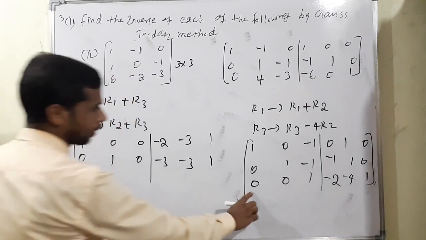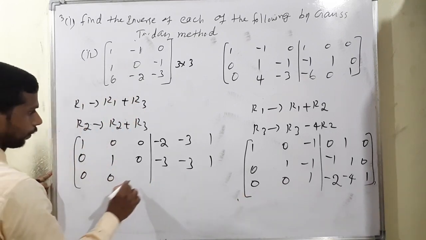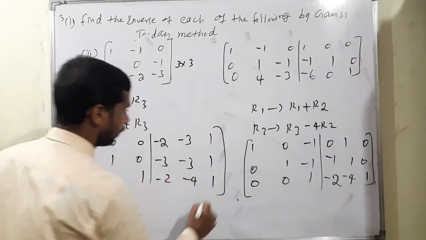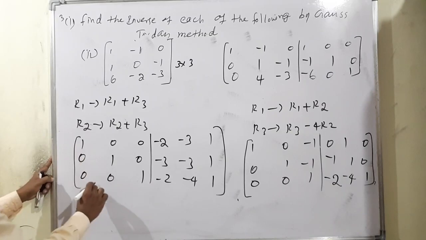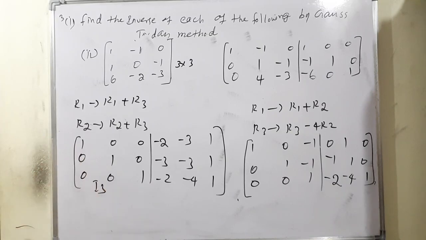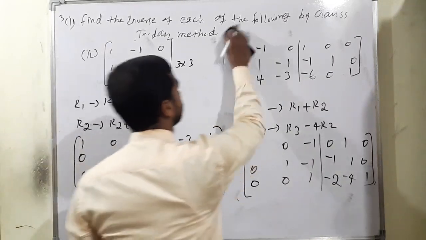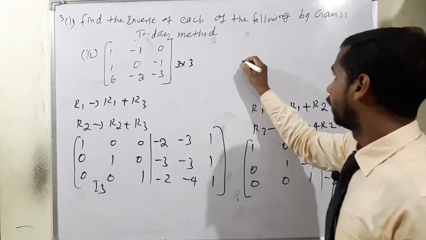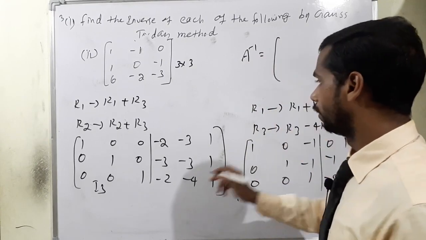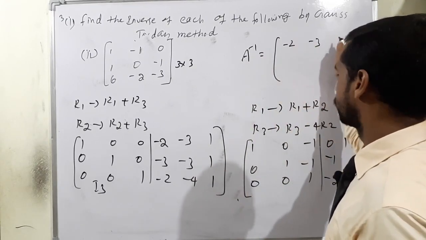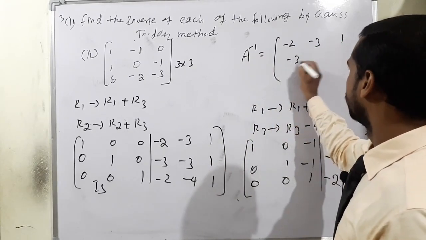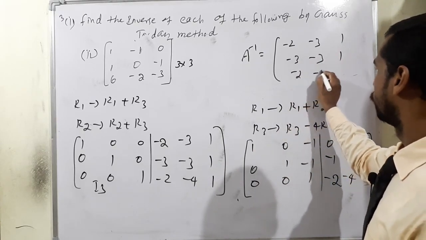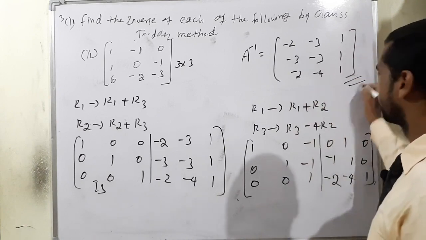R3 as it is. What is R3 term? 0, 0, 1. So minus 2, minus 4, 1. Now look at there. This is definitely the identity matrix of order 3. Therefore, A inverse is equal to... So final answer, A inverse is equal to minus 2, minus 3, 1. Then minus 3, positive 1. Then minus 2, minus 4, positive 1. This is the answer for subdivision 2.